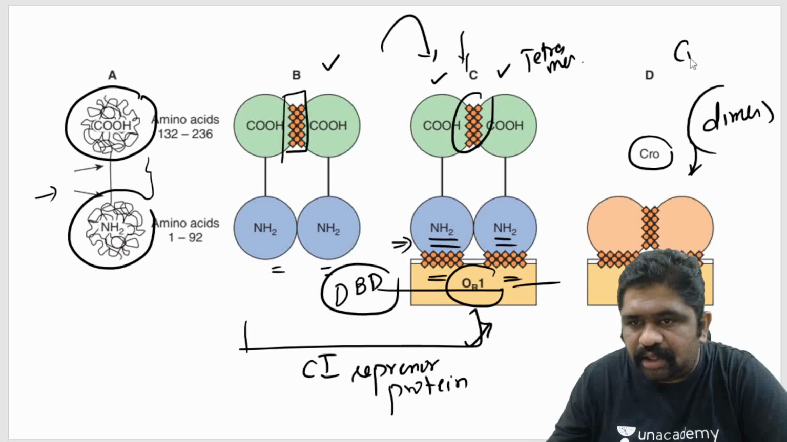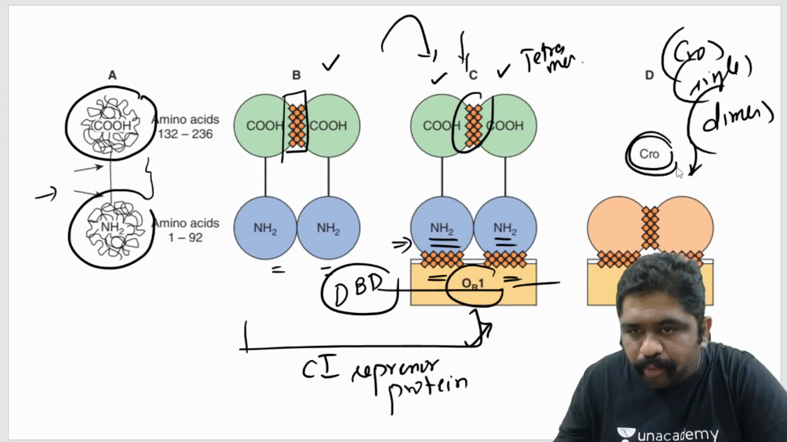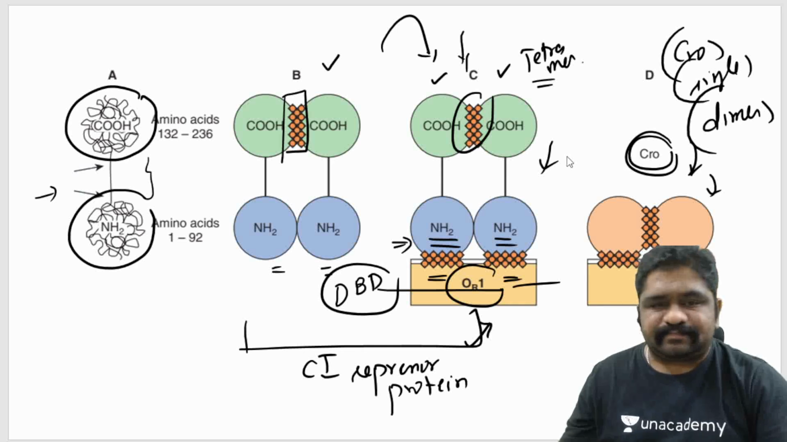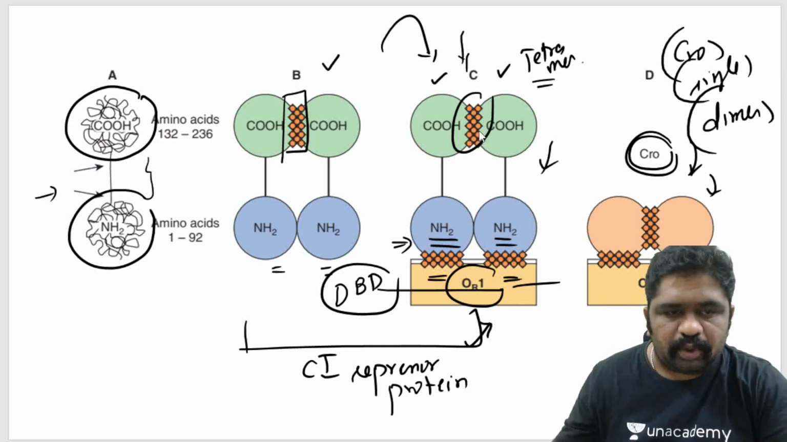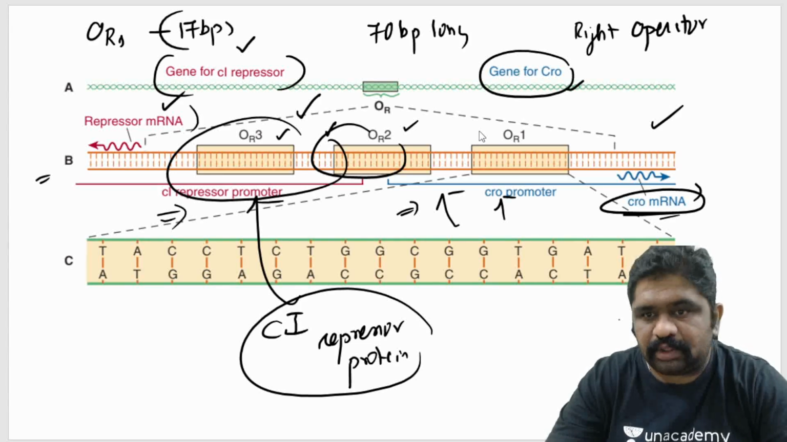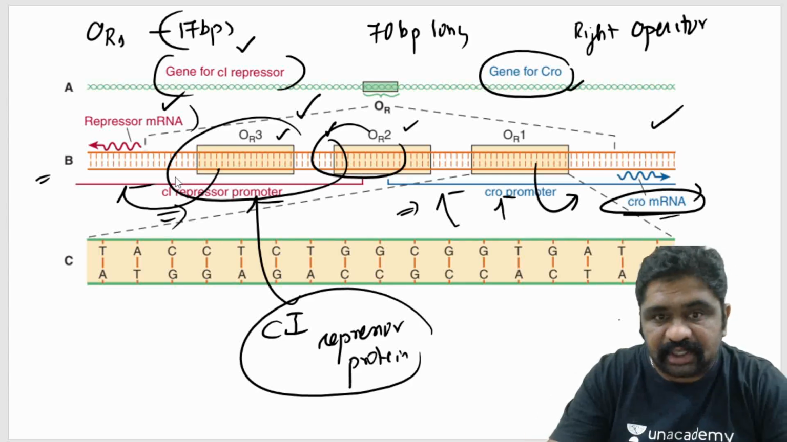And this one is the CRO protein as a single dimer. The CRO protein can bind to the OR3, while this one can bind to the OR1. Just watch as the flow is happening here. I said OR1 is towards the CRO mRNA. OR3 is towards the CI repressor promoter, the CI repressor area.